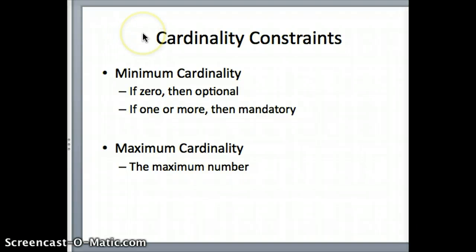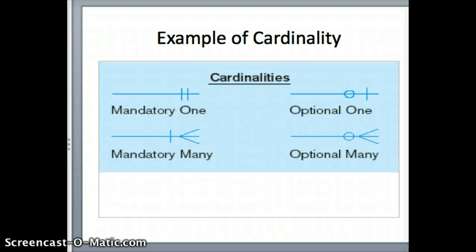Cardinality constraints: minimum cardinality: if 0, then optional; if 1 or more, then mandatory. Maximum cardinality: the maximum number. Example of cardinality: you see two lines is mandatory 1. You see 0 and one line is optional 1. You see one line and a less than sign is mandatory many. You see 0 and a less than sign is optional many.